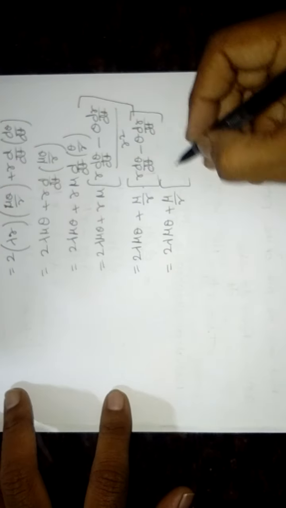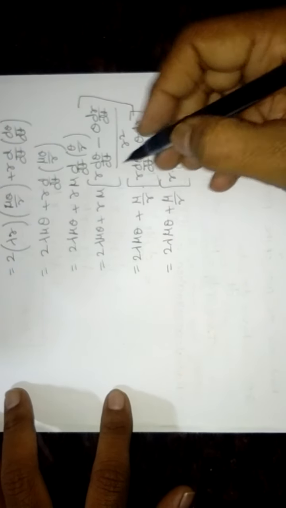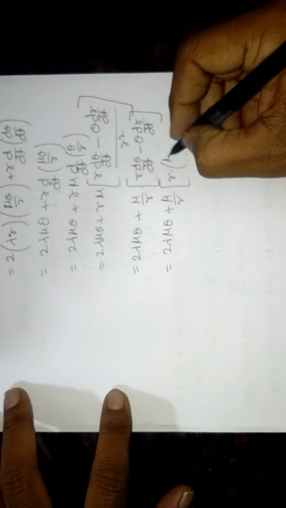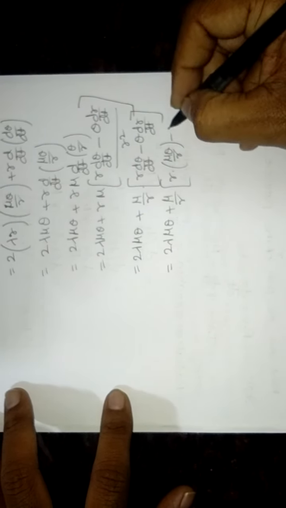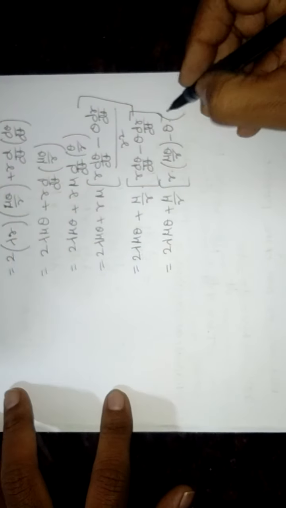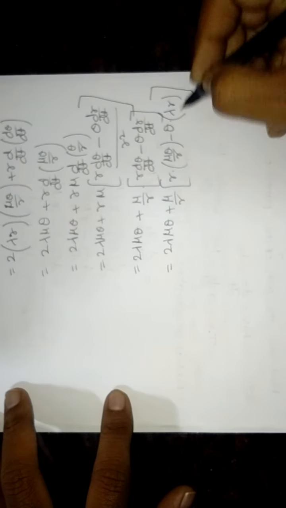Now substitute the values of d theta by dt and dr by dt. So mu by r into, now d theta by dt, already we have substituted, d theta by dt is what? Mu theta by r. So mu theta by r minus theta into, what is dr by dt? Dr by dt is lambda r, already it is given.